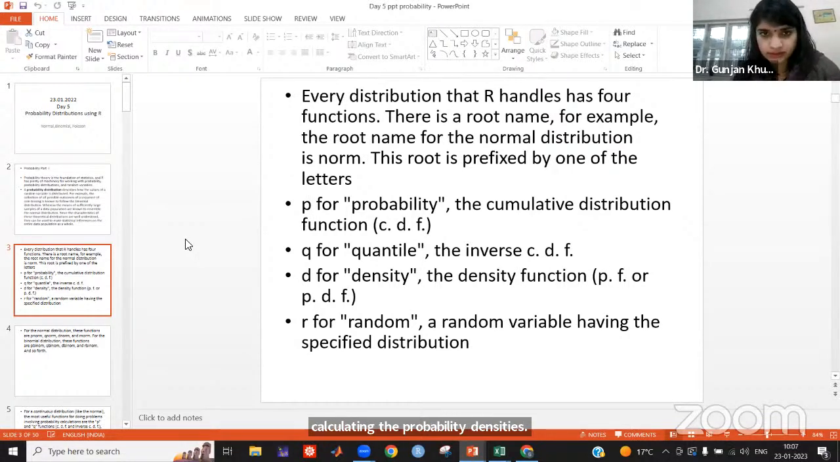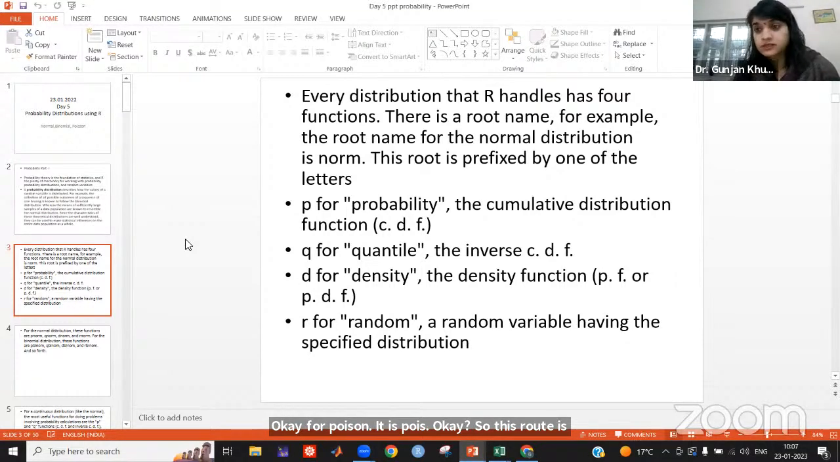So just read this. Every distribution that R handles has 4 functions. There is a root name. For example, the root name for the normal distribution is norm, N-O-R-M. For binomial it is B-I-N-O-M. For Poisson it is P-O-I-S. Okay, so this root is prefixed by one of the letters.